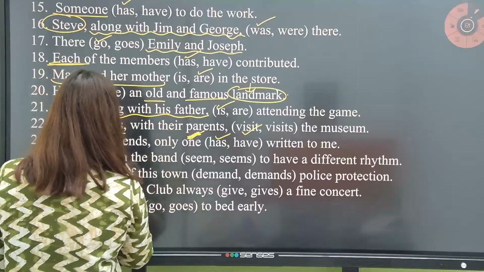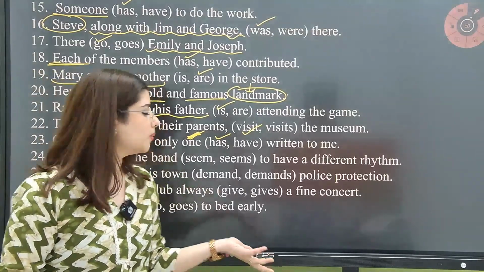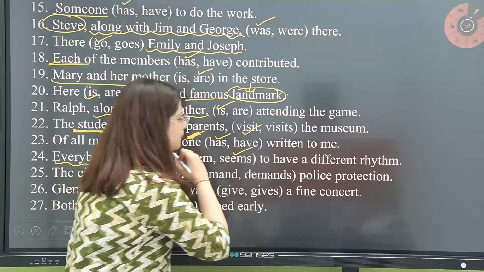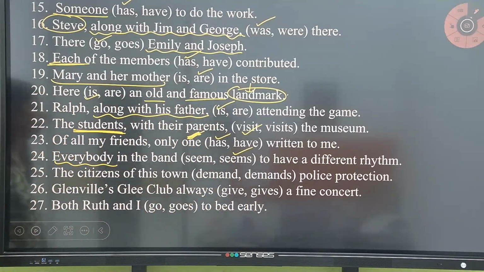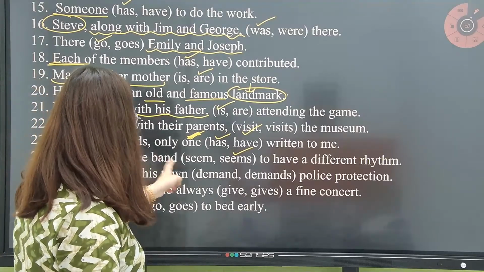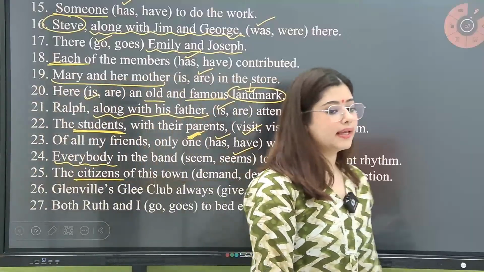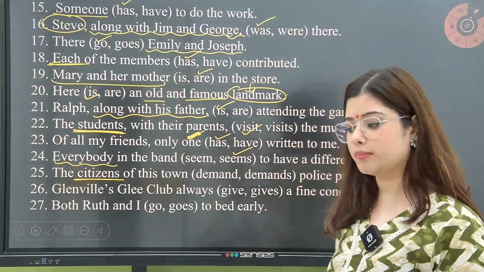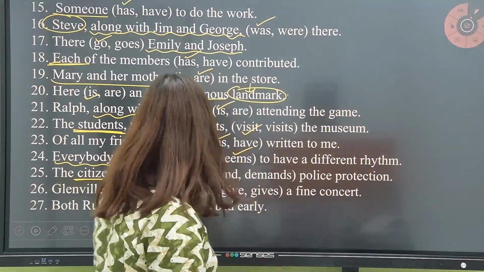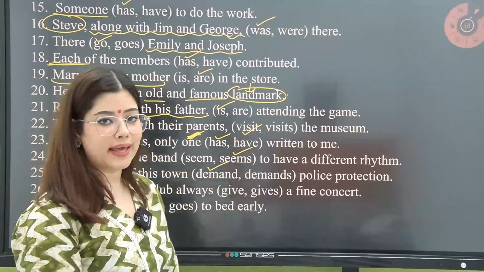Next, everybody in the band. Everybody, singular verb form. Everybody in the band seems to have a different rhythm. Next, the citizens of this town. Citizens, more than one. Plural subject. Plural subject will take up a plural verb form. The citizens of this town demand police protection.